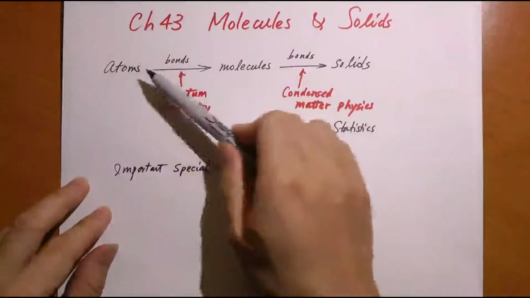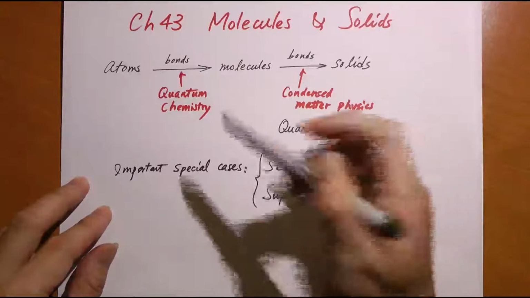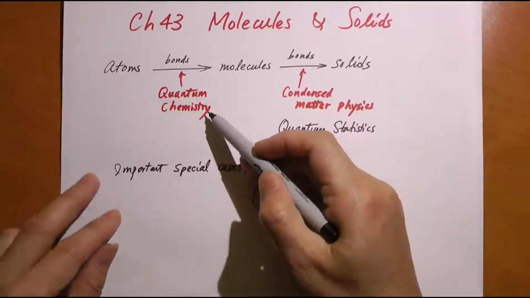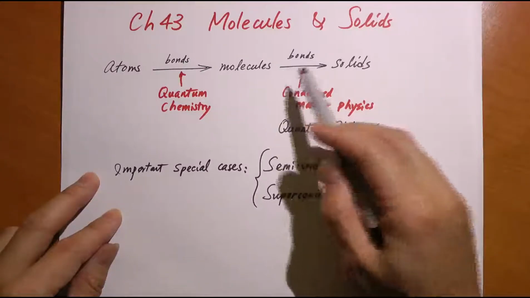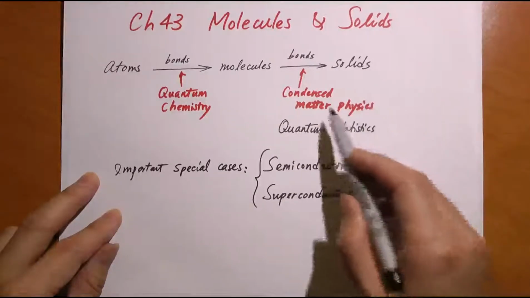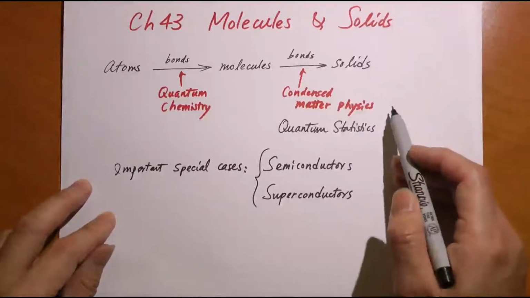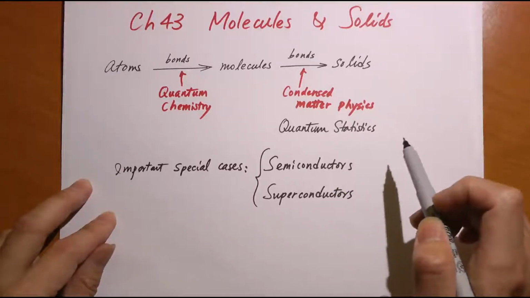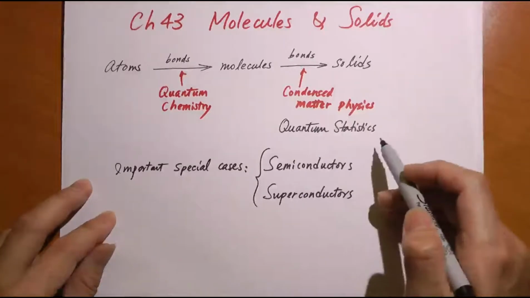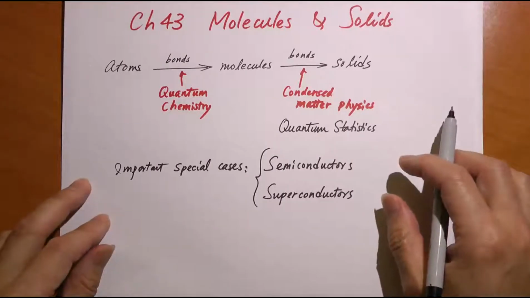When you look at how atoms form molecules through molecular bonding, we are studying what's called quantum chemistry. And then we study how a large number of molecules can band together to form solids. We're in the realm of what's called condensed matter physics. And in condensed matter physics, we must deal with not only the quantum nature of these particles, but also what's called quantum statistics, because as you know, statistical physics deals with a large number of particles.